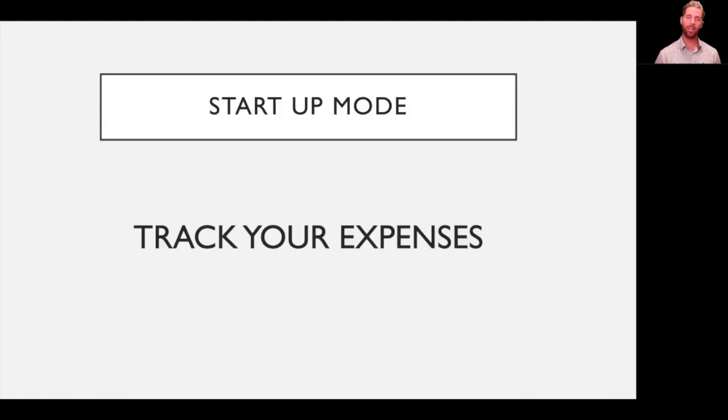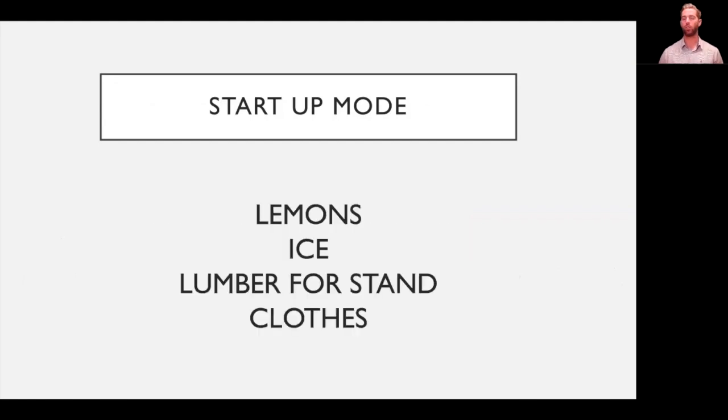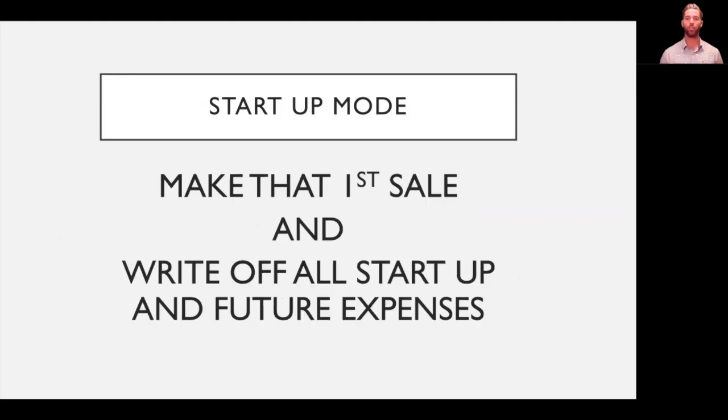You can start tracking your expenses. You can start tracking the cost of the lemons, the ice, the lumber for the stand, and the clothes that you're going to wear when you start selling your lemonade. And as soon as you make your first sale, you can write off all those startup expenses and your future expenses going forward. It's literally that easy. Now, are you going to go build a lemonade stand? Probably not. And that's not what I'm suggesting.